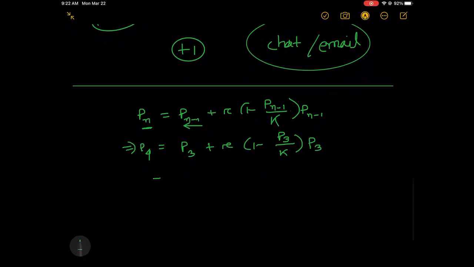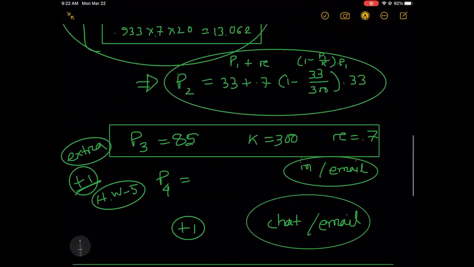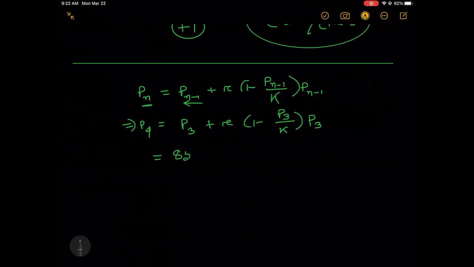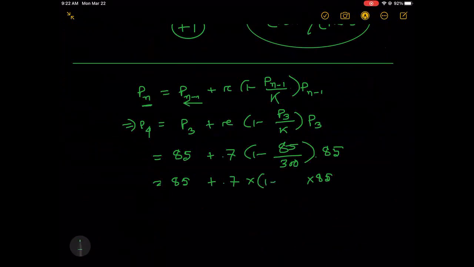Now, if I plug in the values, what was P3? 85. 85 plus R is 0.7 times 1 minus 85 over 300 times 85. Okay, and if I use my calculator, let me do it step by step. 1 minus 85 over 300. If you divide 85 by 300, it's 0.283.